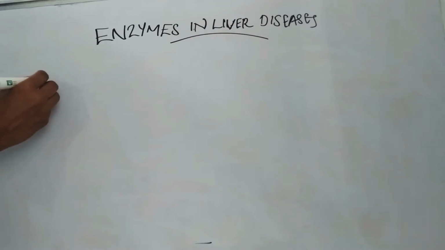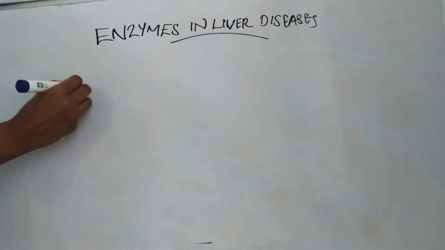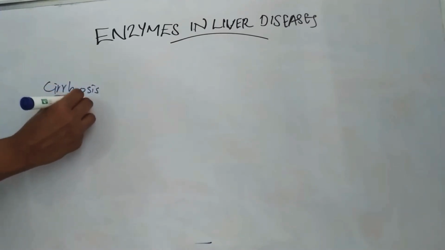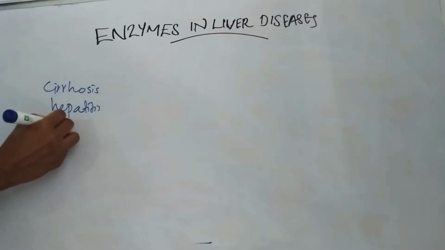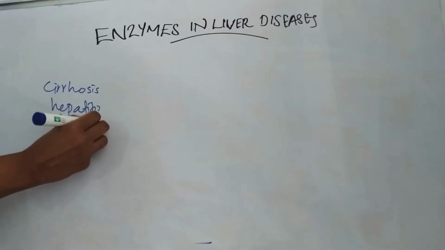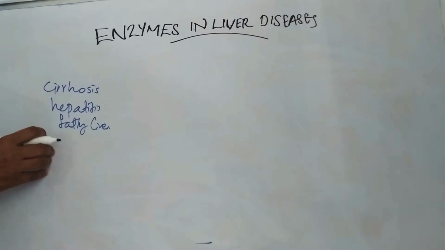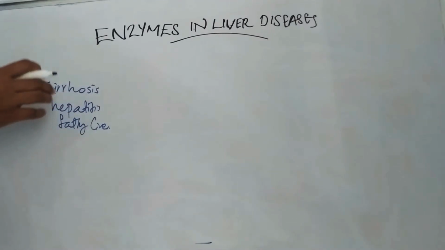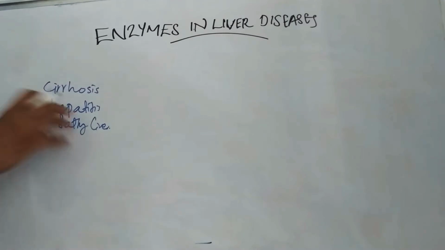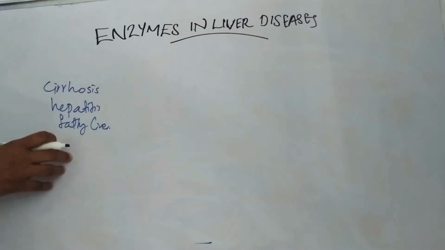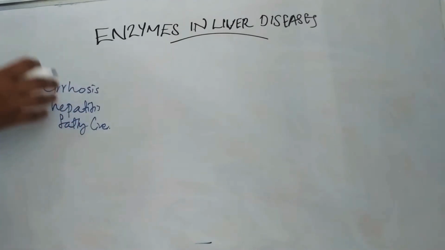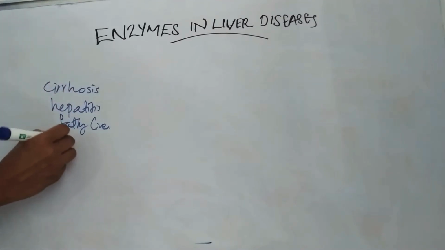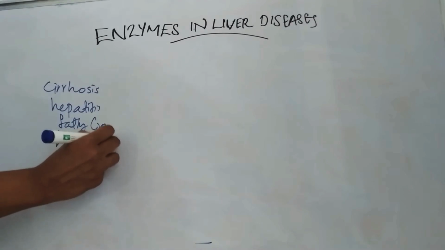For example, cirrhosis of liver, then hepatitis, fatty liver, etc. The most important thing about these enzymes is that the levels of these enzymes do not tell us about the functions of the liver. But on the other hand, elevation of these enzymes indicates liver damage.